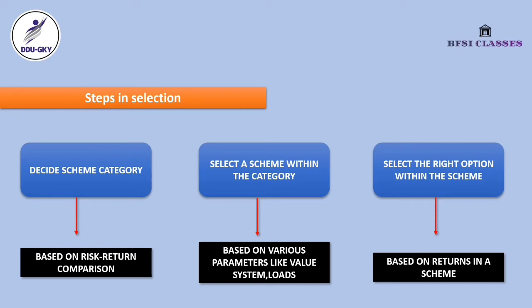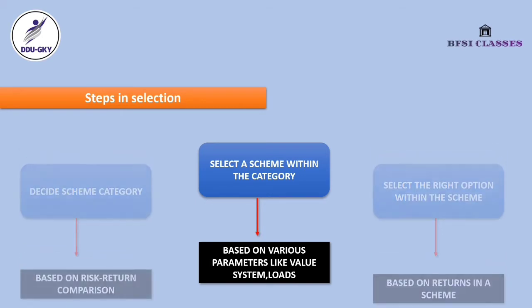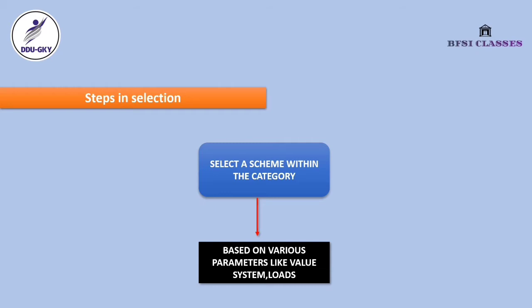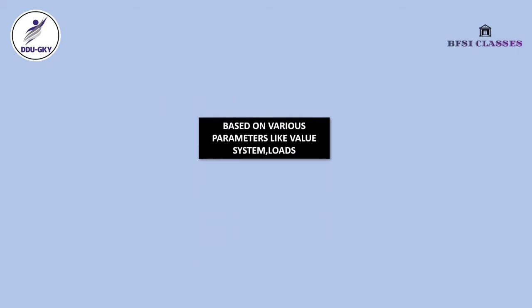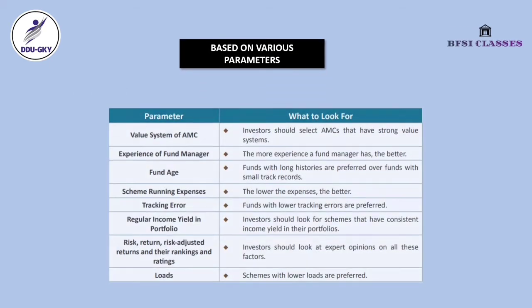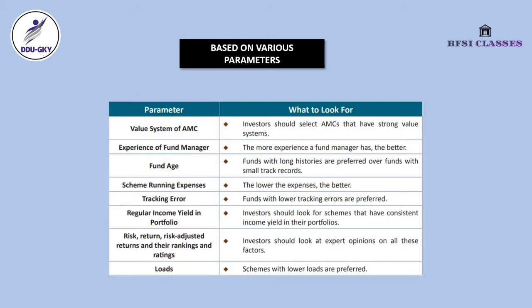Now the second one is select a scheme within the category. As we said earlier, there are various parameters for selecting a scheme in the category. Those parameters are as follows. First one, value system of AMC. An investor should select AMCs that have strong value systems. AMC refers to asset management company, which holds all the assets of a mutual fund.